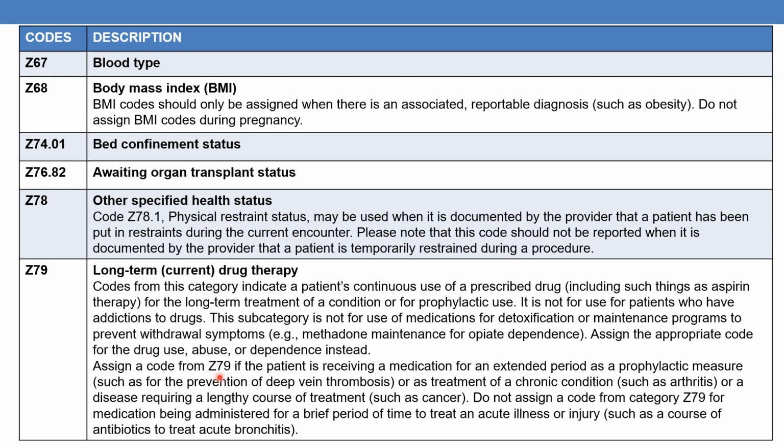And assign a code from Z79 if the patient is receiving a medication for an extended period as a prophylactic measure, such as prevention of deep vein thrombosis, or a treatment of chronic conditions such as arthritis, or a disease requiring a lengthy course of treatment, for example, cancer. And do not assign a code from category Z79 for medication being administered for a brief period of time or to treat an acute illness or injury, such as a course of antibiotics to treat acute bronchitis.